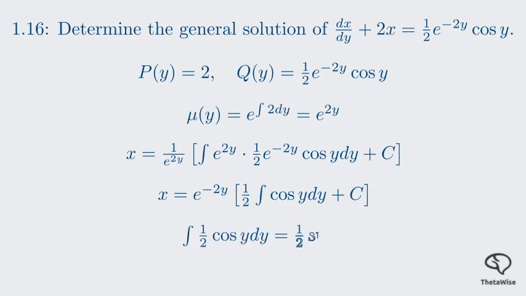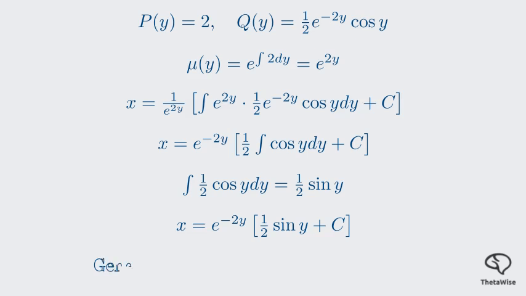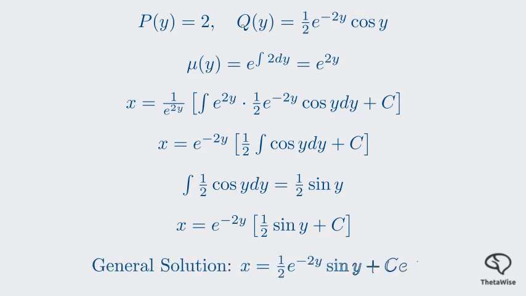The integral of cos y is sin y, so x equals e to the negative 2y times 1/2 sin y plus c. Let's distribute the e to the negative 2y to get our final general solution. x equals 1/2 e to the negative 2y sin y plus c e to the negative 2y. This problem was much simpler than the integration by parts example. The key was recognizing that it was already set up perfectly in terms of y, saving us a lot of work.